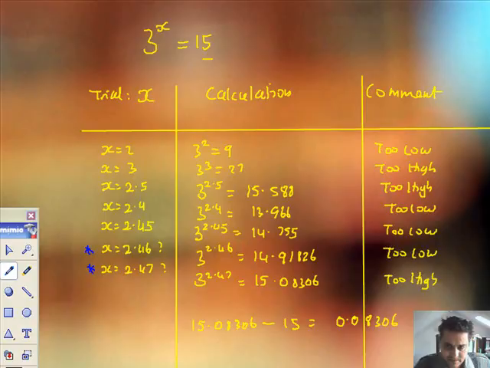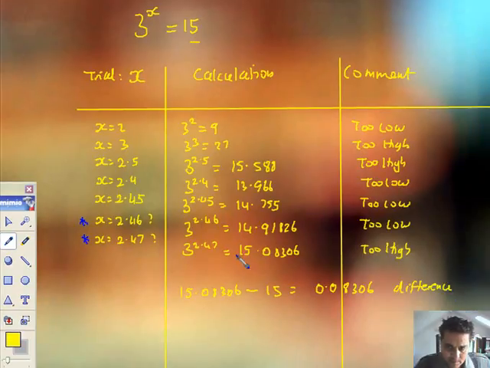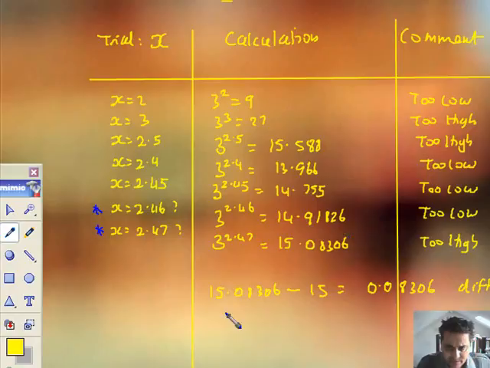0.08306 difference. So that's testing term 2.46 as a power. Now I'm going to test 2.47 as a power. So let's just do, sorry, that was 2.47. Now I'm going to test this one.